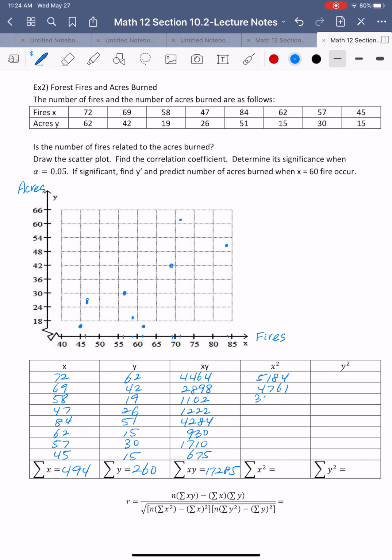And x squared becomes 5,184, 4,761, 3,364, 2,209, 7,056, 3,844, 3,249, and 2,025, where the sum is 31,692. Y squared: 3,844, 1,764, 361, 676, 2,601, 225, 900, 225, and the sum is 10,596.